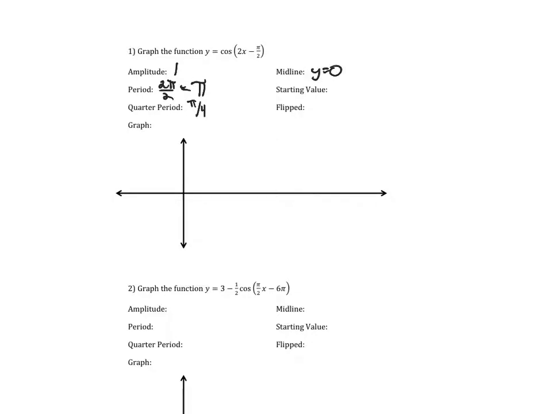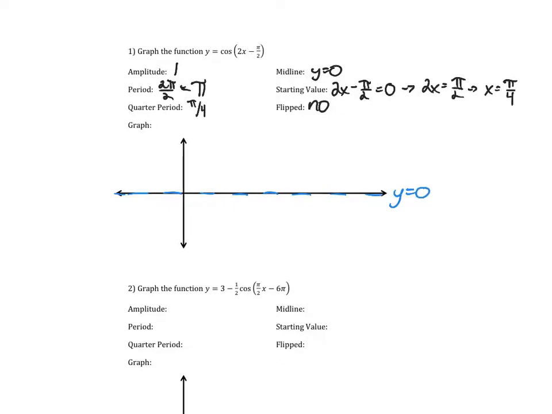To find the starting value, we're going to take what's inside, 2x minus pi over 2, set it equal to 0. You get 2x equals pi over 2, or x equals pi over 4. And is it flipped? It is not. So again, let me do it in a different color so I can distinguish between the axes. There's no vertical shift, which means my midline is going to be at y equals 0. Always plot the midline first, no matter what graph you're plotting.